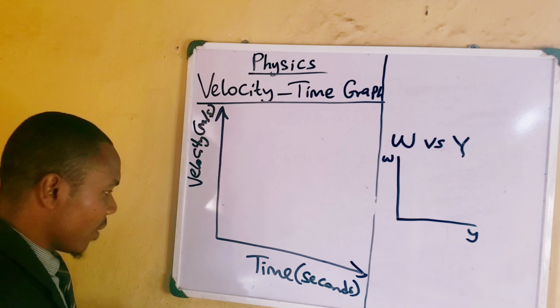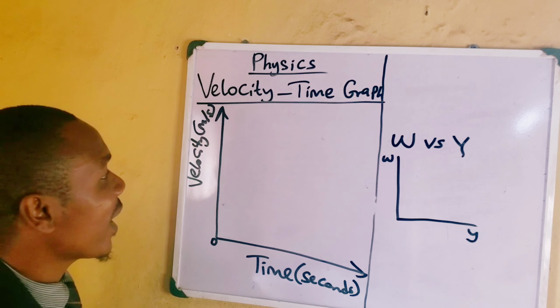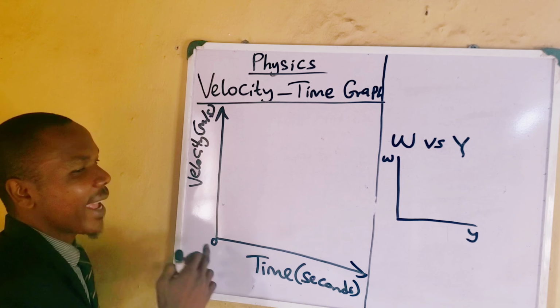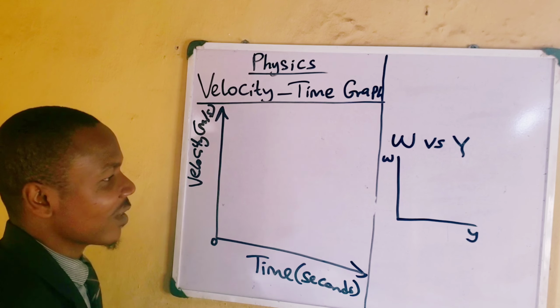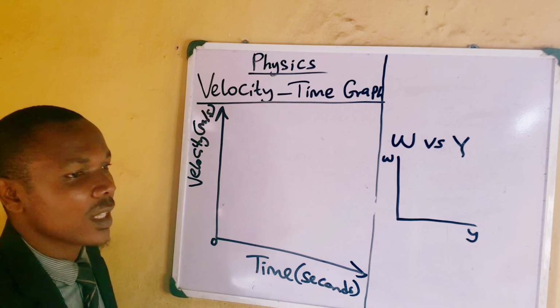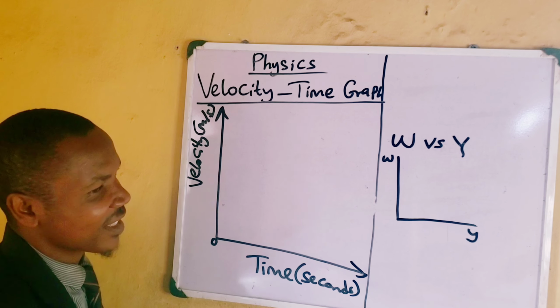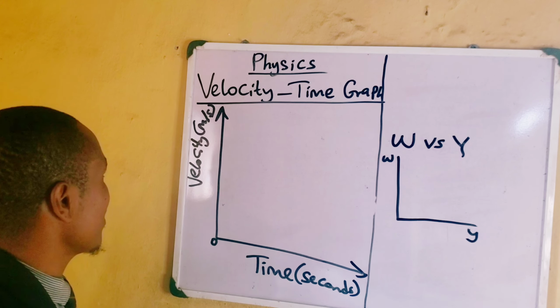Now this place is what we call the origin. Why? Because at this point, the value of the x-axis is 0 and the value of the y-axis is 0. So at this particular point, the values of both the x-axis and y-axis are 0. That's why we refer to this as the origin. That's where everything originated.